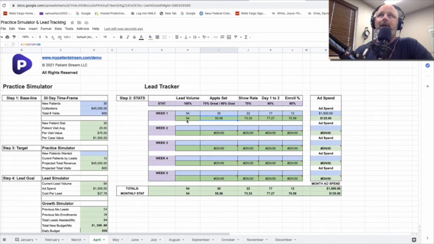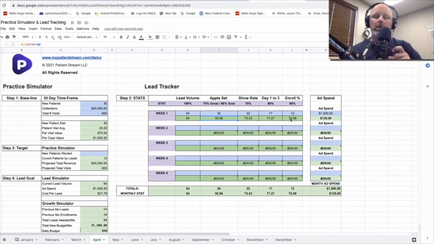Now, in this case, it's cool because it spits out our numbers right here. So this is 55.56% at the moment. It's not 60%, but it's not far away from 60%. So we'll come back to how to fix some of these KPIs here in just a minute. Okay. This one is 73%. So we're hitting our show rate. That's great. Okay. This one is 77%. Pretty close. Again, we'll come back to how to fix some of these. And then this one is 70%.